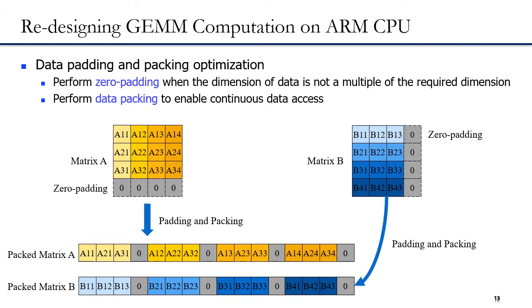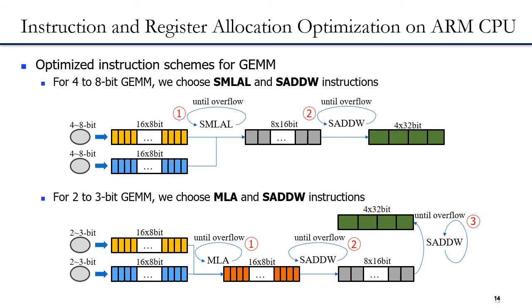continuous data access. We propose 2 instruction schemes for optimizing low-bit GEMM. For 4 to 8-bit GEMM, we choose SMLAL and 16-bit SADDW instructions. We load the input data to 8-bit registers. Then the SMLAL instructions perform multiply accumulate operations and output to the 16-bit registers. This process continues until the 16-bit registers saturate. Then the SADDW instructions accumulate the data to the 32-bit registers.